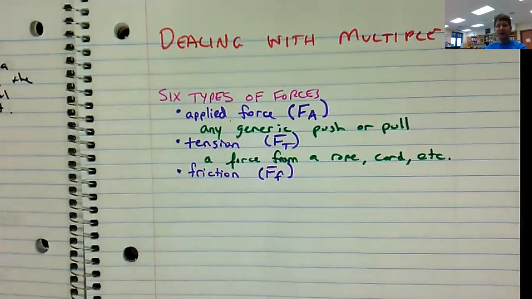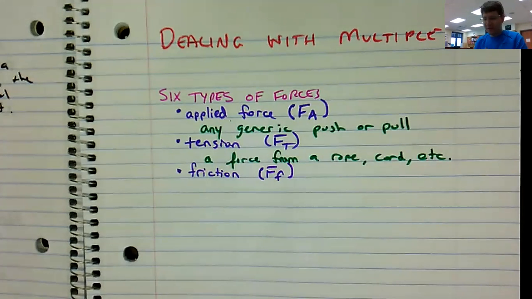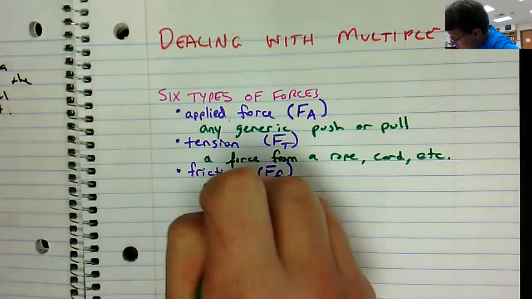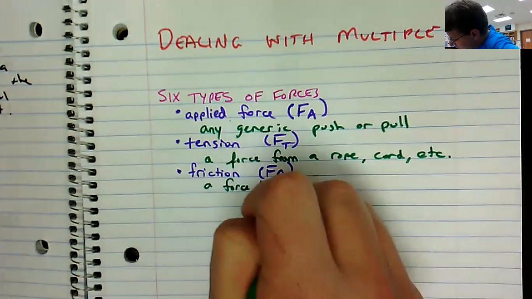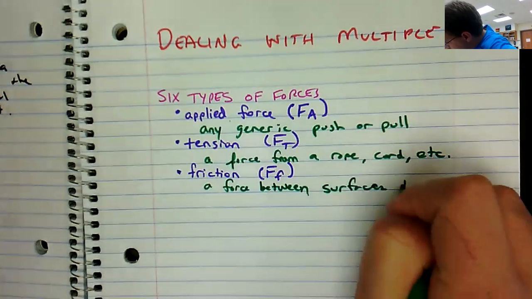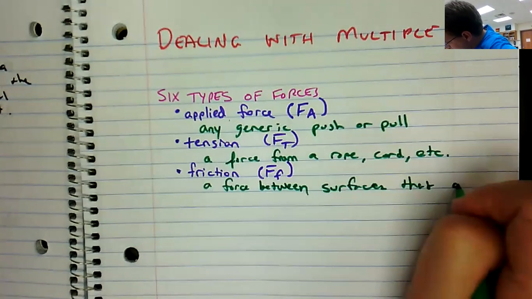The third force is friction, which we're going to abbreviate FF. Friction, like when you rub your hands together, is an example of friction. But when we talk about the motion of an object, friction would be something that is trying to oppose the motion. So we're going to say that it's a force between surfaces that opposes motion.